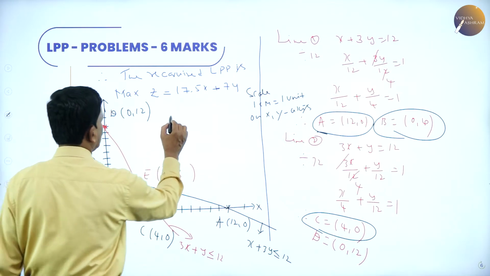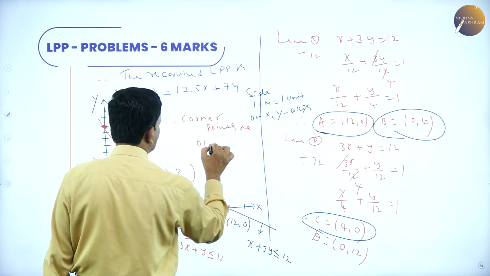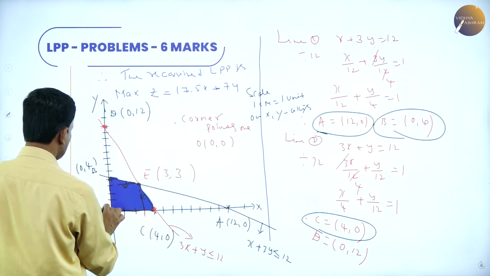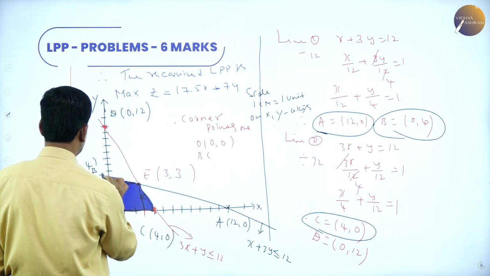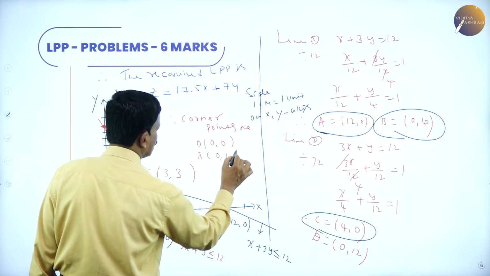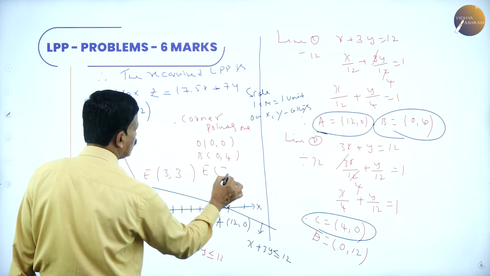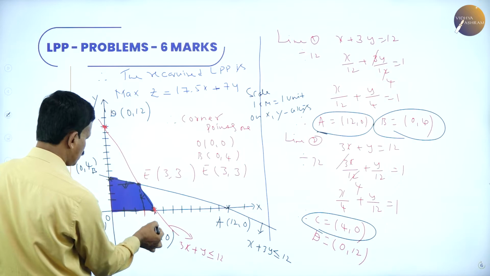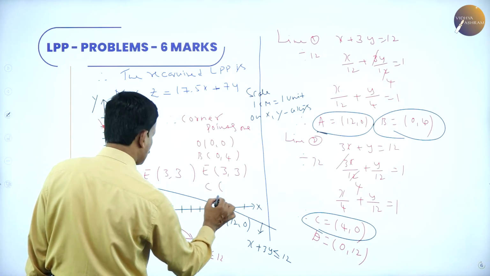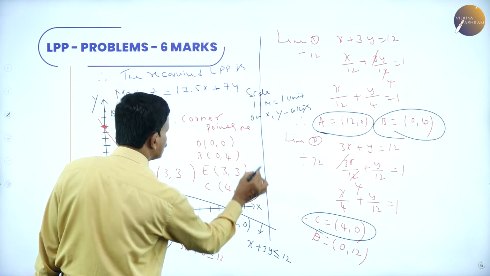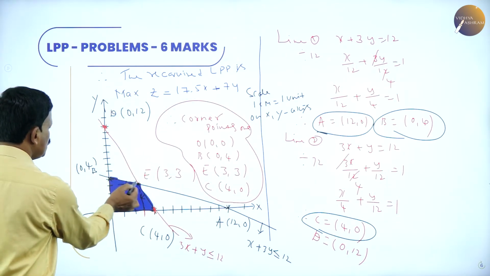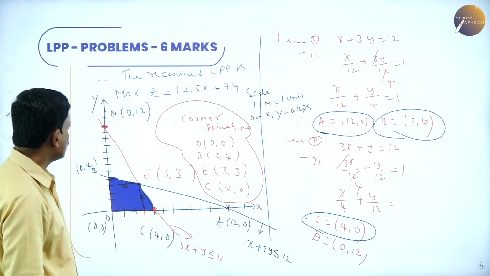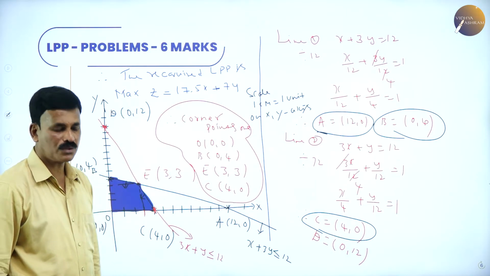Now, therefore, the corner points are O, 0 comma 0. Then, this is B. B, what is B? 0 comma 4. And E, 3 comma 3. And the last point is C. C is equal to 4 comma 0. These are the corner points. So, O, B, E and C are the corner points.